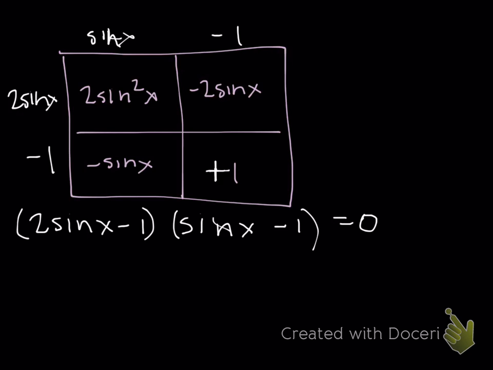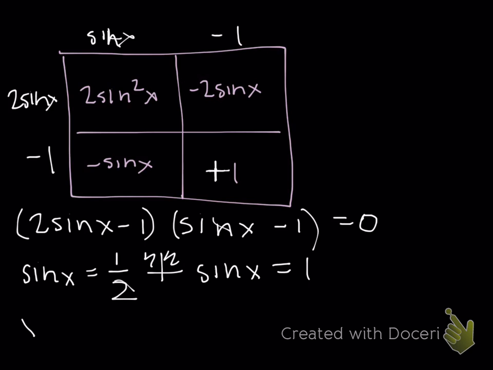So now we need to set them equal to 0 and solve. For the one on the left, I get sine of x is equal to 1/2. And for this one I get sine of x is equal to 1. And now I need to solve. For this first one, when the y value is 1/2, that means it's coming from a pi over 6. And I know sine is positive in quadrants 1 and 2. So x is going to equal pi over 6 and 5 pi over 6.